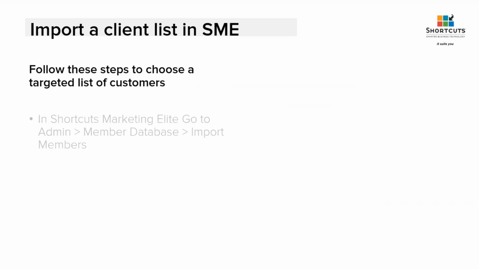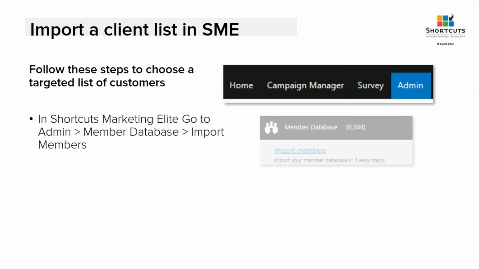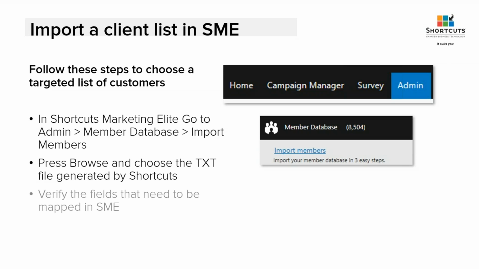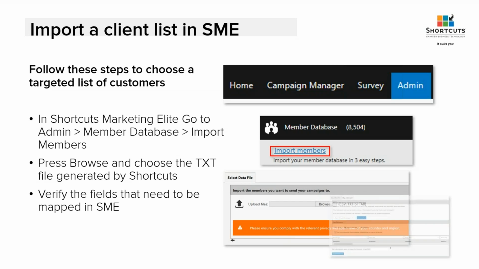So in Shortcuts Marketing Elite, you're going to go to the admin button, and that's at the very top. You're going to go to your member database and click on the link for import members. There's going to be a pop-up window that says, please browse, please upload this file. And then when you press done, Shortcuts Marketing Elite is going to ask you to map the fields.